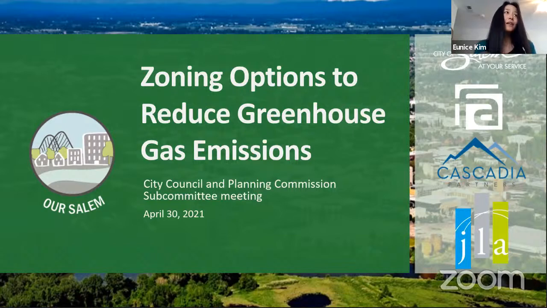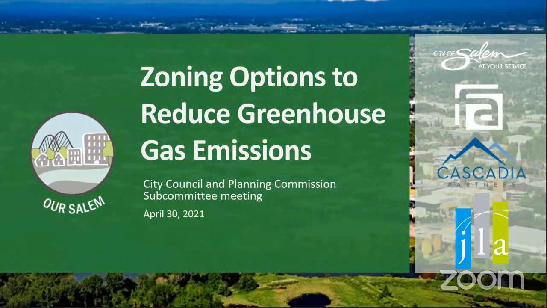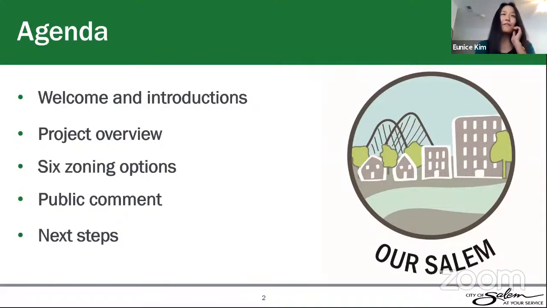So today we are going to be talking about 6 specific zoning options to reduce greenhouse gas emissions, and I'll walk through everything and explain it all. We're going to first start with a project overview to make sure we're all on the same page in terms of where we are in the project, and then we'll walk through those 6 zoning options. There's a lot to get through. If we don't get through all of it, that's okay. We do want to make sure that we leave time for public comment. There are 4 people signed up. So at some point, even if we're still in discussion, I think it's important that we stop and let the comments occur, and then we'll talk about next steps.